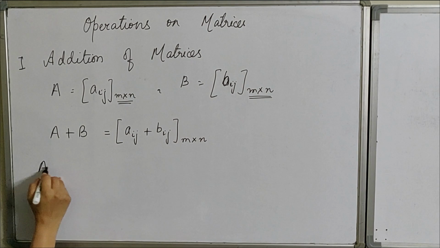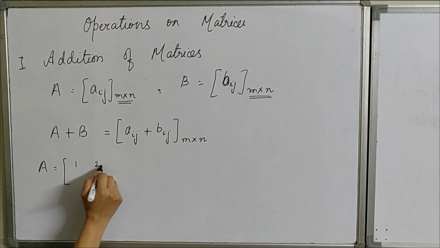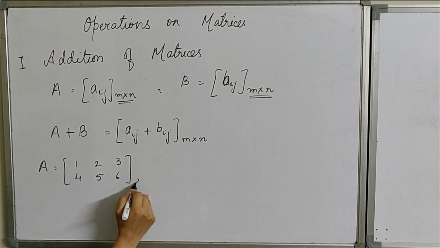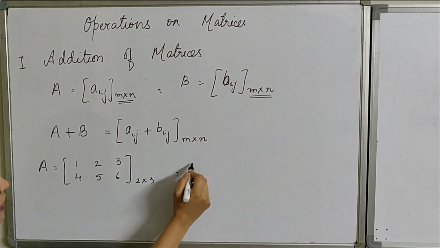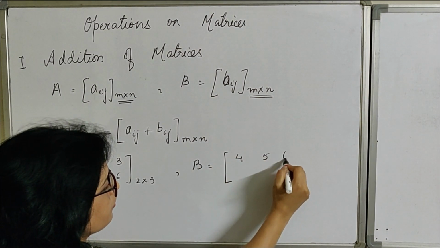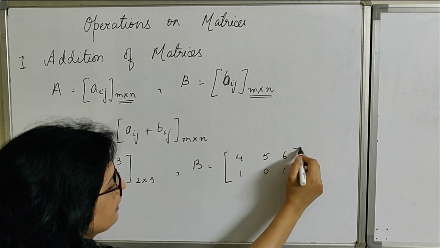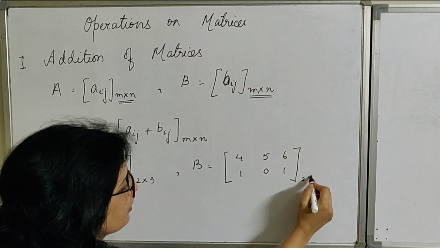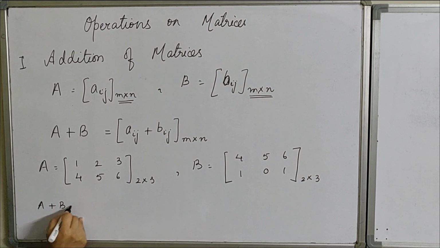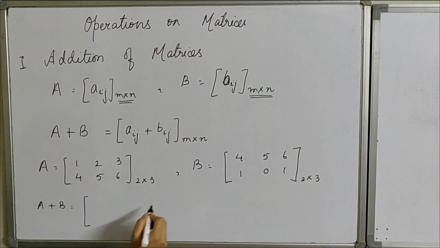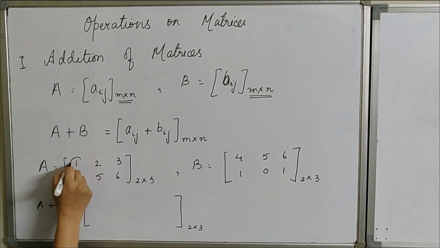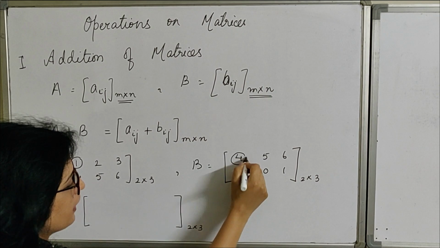For example, A is a matrix with elements 1, 2, 3, 4, 5, 6. The order of this matrix is 2 by 3. B is another matrix of same order. These are the elements of matrix B, order 2 by 3. Since the order of the two matrices is same, the addition will give us a matrix of the same order, and the addition is done by adding the corresponding elements.